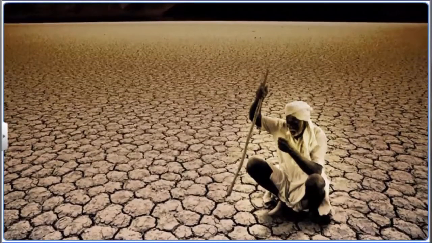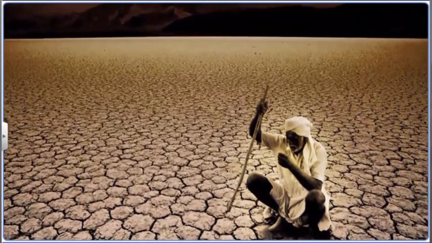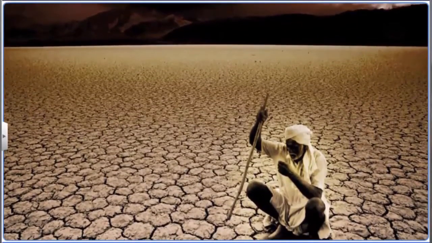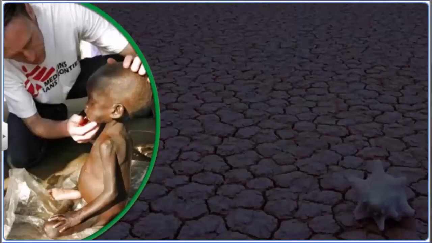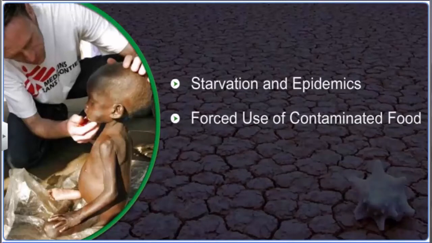A natural calamity affecting a large area for a long duration of time leads to starvation and conditions of famine. A famine results in a large number of deaths due to starvation and epidemics that spread due to the forced use of contaminated food and water, and the loss of body resistance due to hunger.